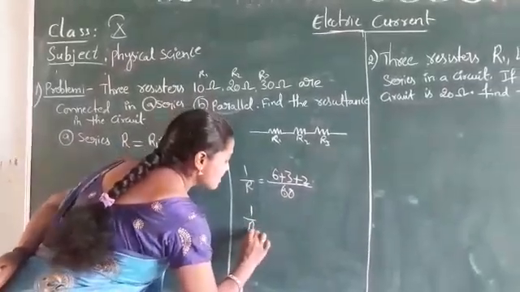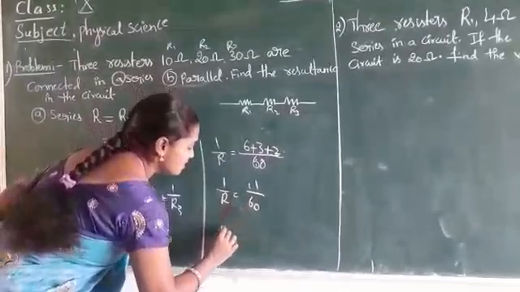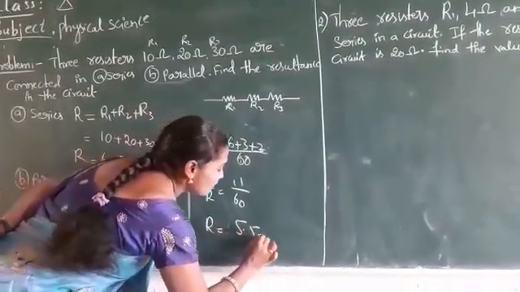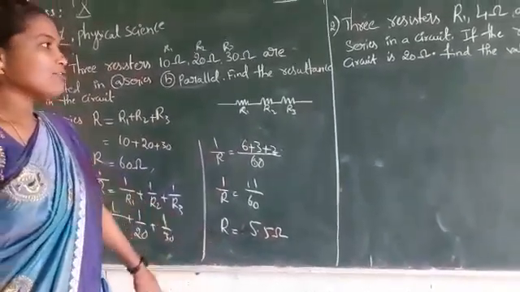So 1 by R is equal to 11 by 60. If you do the division, you get R is equal to 5.5 ohms. The resultant resistance in the case of parallel is 5.5 ohms.